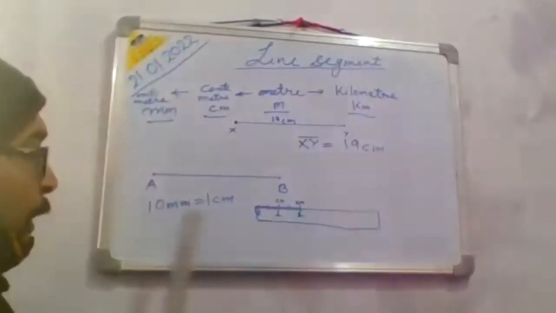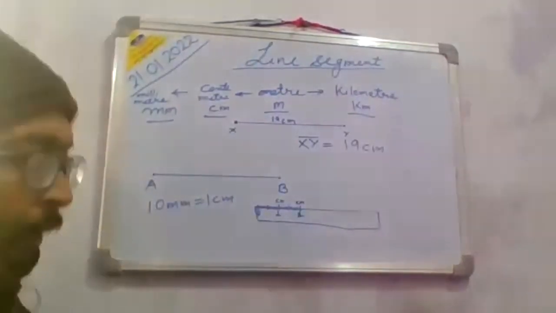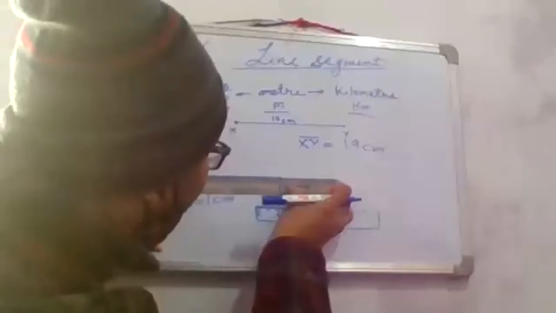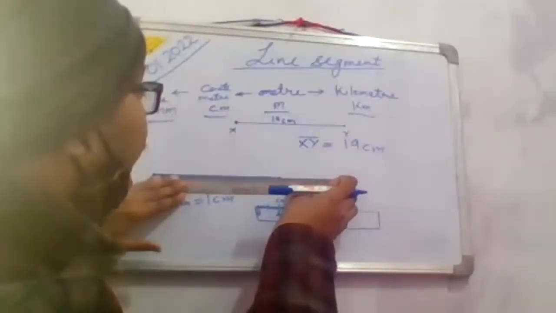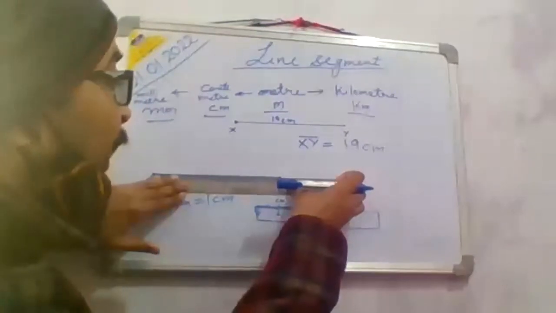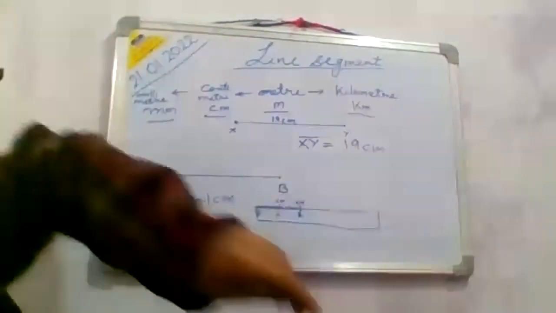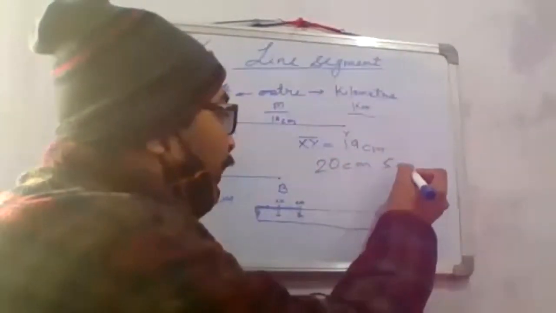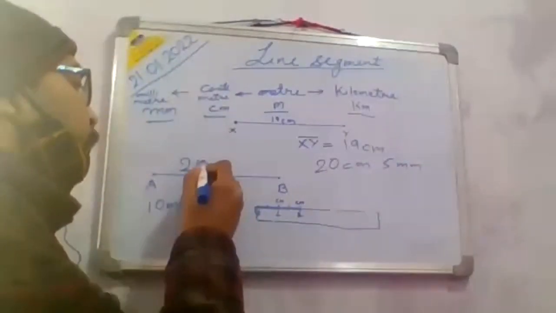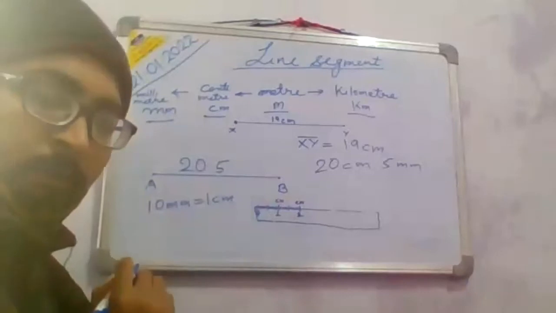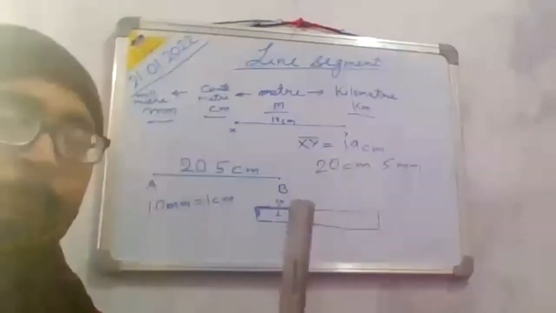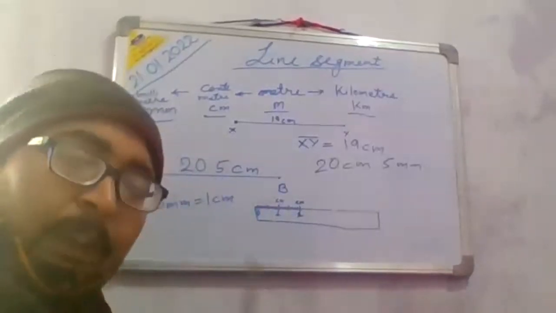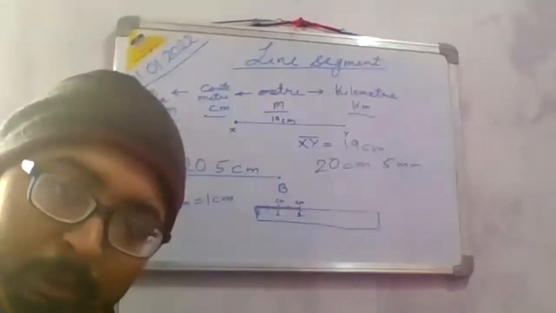Now if we have to measure this line segment AB, again I am going to show you. It is 20 centimeter and 5 millimeter. We can write it as 20.5 centimeter. It means this line segment is of 20 centimeter and 5 millimeter.